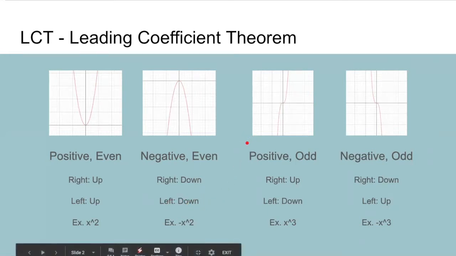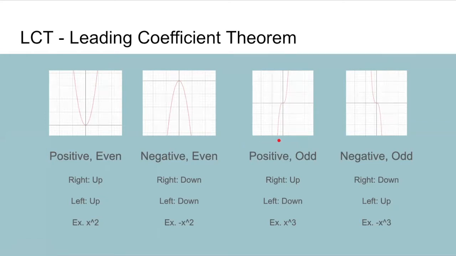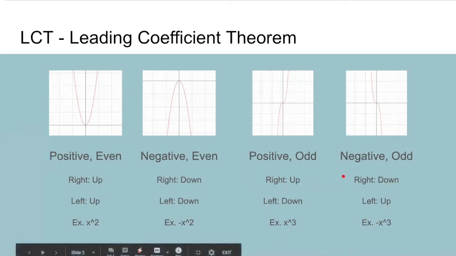Next case we have is positive odd. So this positive again means a positive leading coefficient. And odd this time means an odd degree of the polynomial. So that means that the polynomial has an odd degree. And in this case, the right side will go upwards and approach infinity, whereas the left side will go downwards and approach negative infinity. And an example of this is positive x cubed.